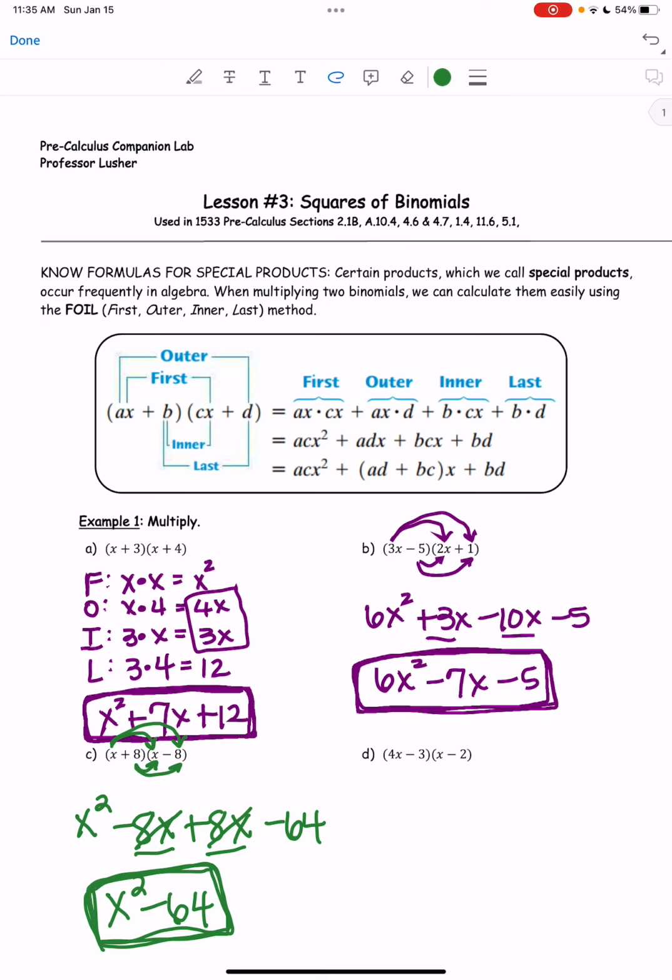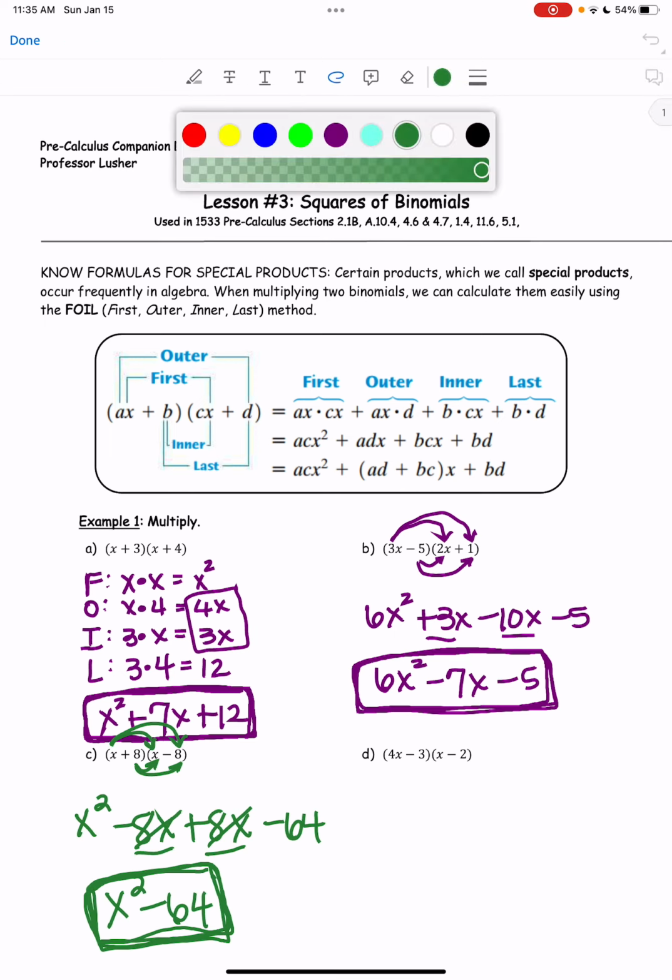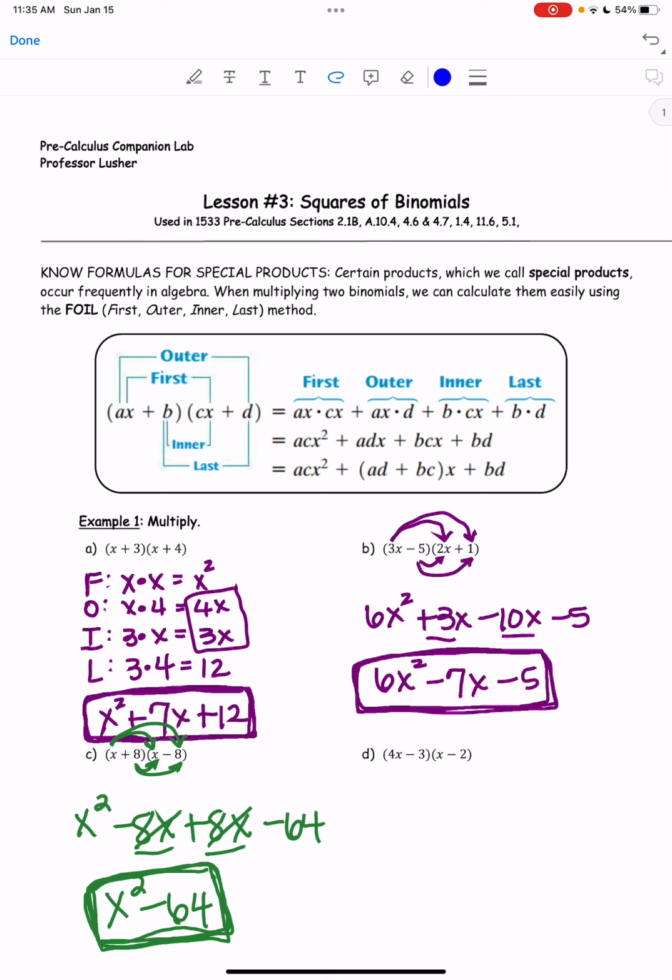We're going to be revisiting this later on in this class. And this is called difference of squares. Okay, we will be dealing with those later on. Difference of squares, those middle terms will cancel out just like it did on this one.